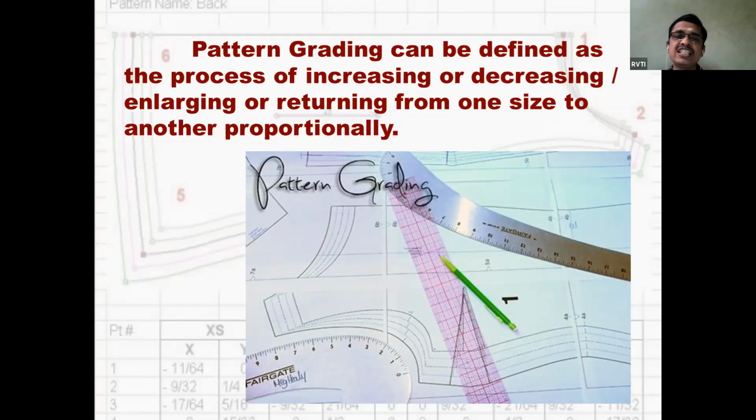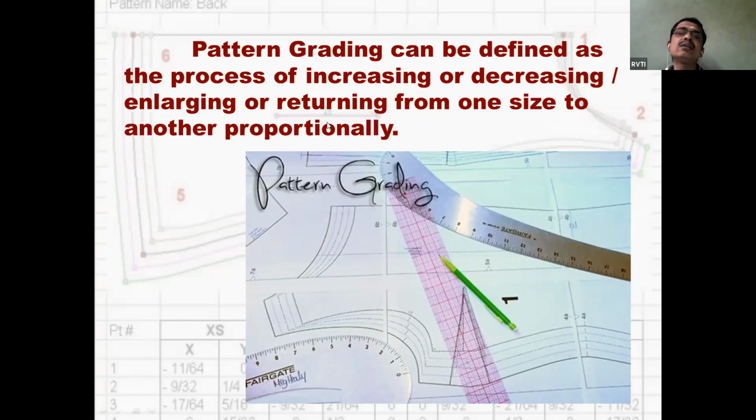And here is the definition. If you are just writing the definition, somebody may write it like that only: pattern grading may be defined as a process of increasing or decreasing, enlarging or reducing from one size to another size, and they will stop there. Though it's not a complete definition. This word is very, very important. Proportionately is very, very important.